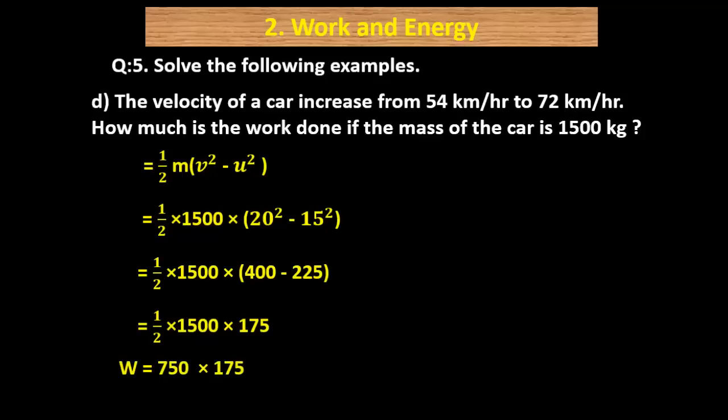Therefore, W is equal to 750 multiplied by 175. Therefore, W is equal to 1,31,250 joule. Therefore, the work done is 1,31,250 joule.